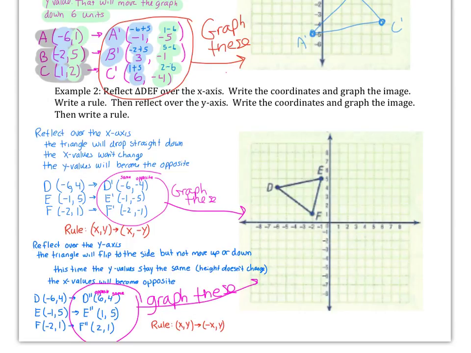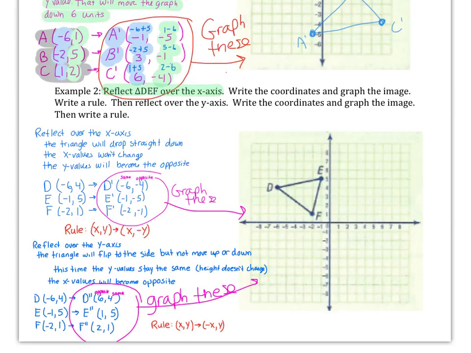Example 2 says reflect triangle DEF over the x-axis. Write the coordinates and graph the image. Write a rule. Then reflect over the y-axis. Write the coordinates, graph the image, then write a rule. So in example 1, we started with the rule. That's where you have x comma y in parentheses with the arrow. This time it's telling you do the reflection, write the coordinates, graph it, and then figure out the rule.